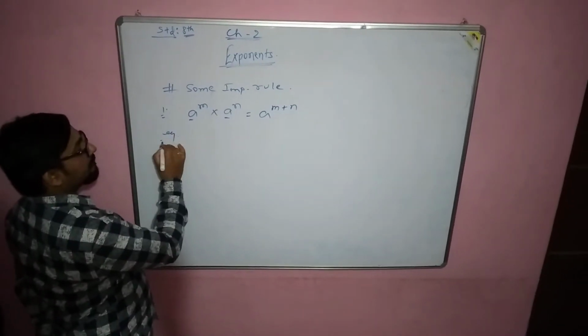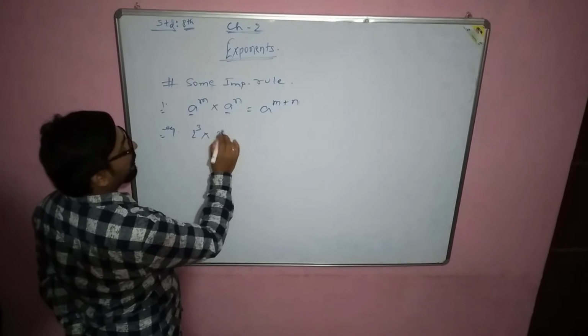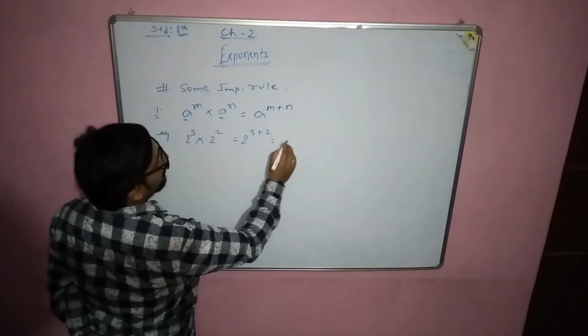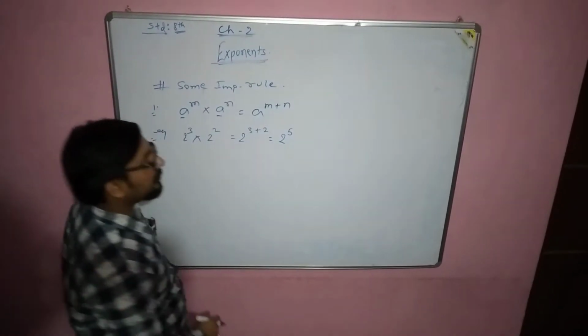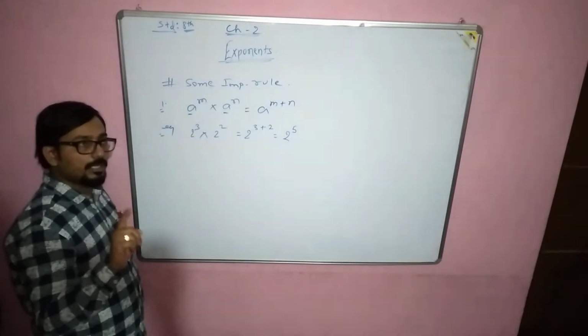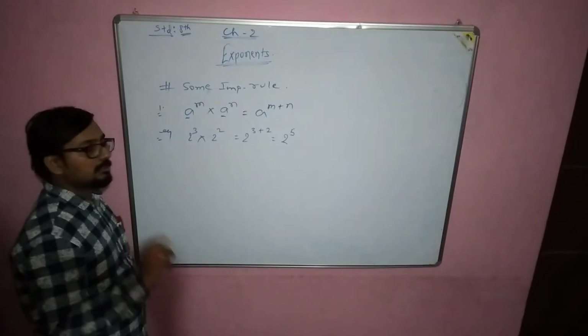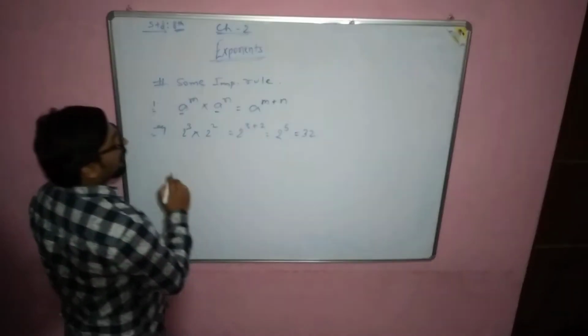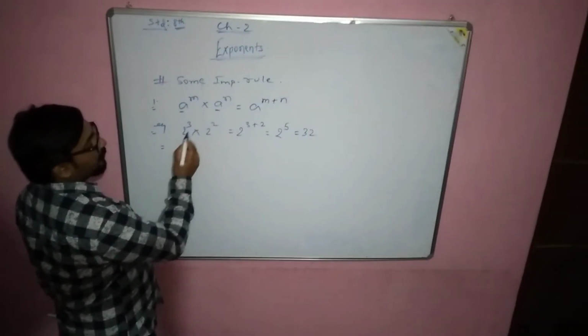As an example, 2 to the power 3 into 2 to the power 2. This equals 2 to the power 3 plus 2, which means 2 to the power 5. 2 to the power 5 means 2 comes 5 times. So 2 twos are 4, 4 twos are 8, 8 twos are 16, 16 twos are 32. Its value is 32.